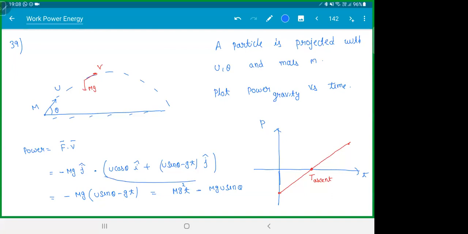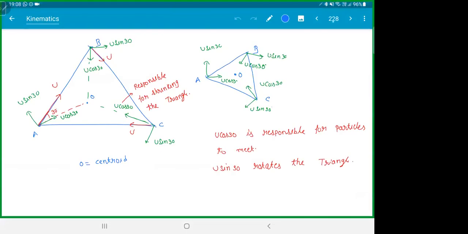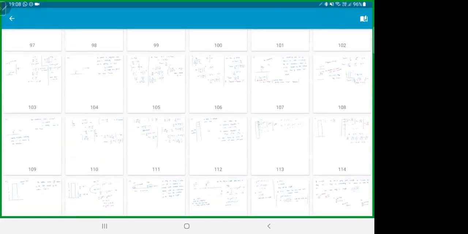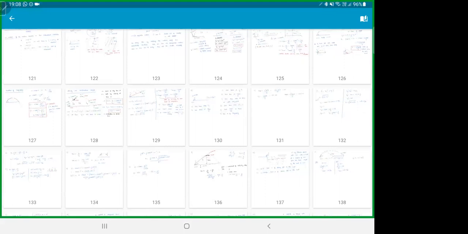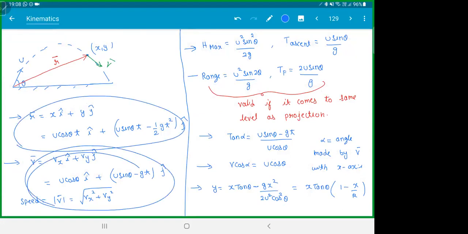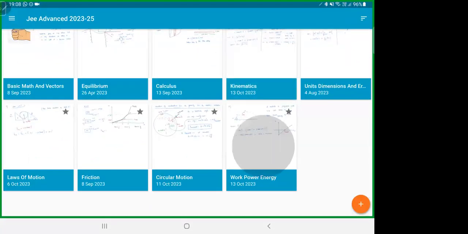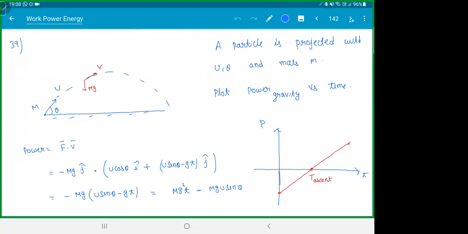The main thing is this: you forgot this formula. There's a problem. Do you remember the coordinate formula? u cos theta times i cap, u sin theta times minus half gt square j cap, the x and y coordinates. Don't forget that. In case you forgot, you should definitely go back and revise it today. That is the whole point. We wrote the full story of kinematics there, if you remember. These are all the formulas: position vector, velocity vector, equation of trajectory and everything. Clear? Next one. Any doubts on this? Please ask.